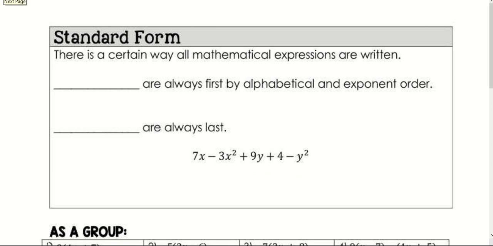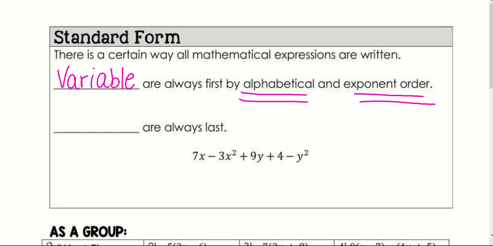Our last little section for the day is standard form. There is a certain way that we write all of our expressions, and we've kind of already hit on that. But what we want to make sure is that we always put our terms in alphabetical and exponential order. So this is for our variables. And then, like we said before, our constants are always last.